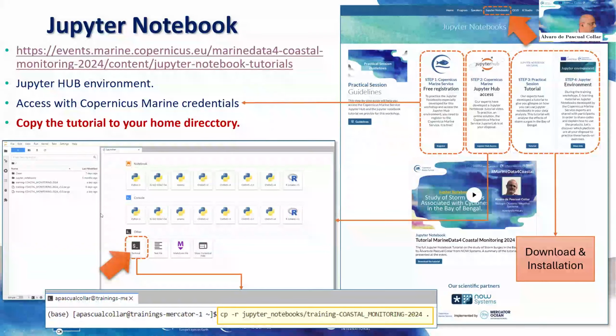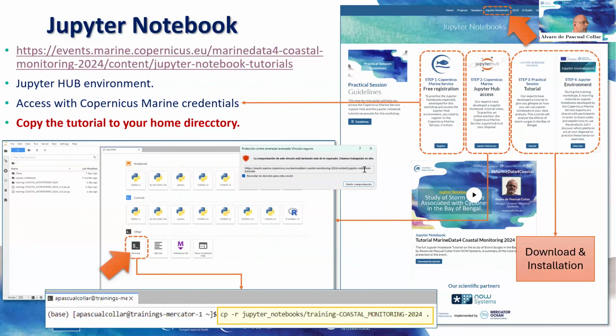To copy the tutorial in your home directory, you have to push this button, a terminal, that will open a Linux terminal in your hub, and you have to type this command: cp -R Jupyter Notebooks Training Coastal Monitoring 2024, and finish with a dot. Let me show you how to do this.